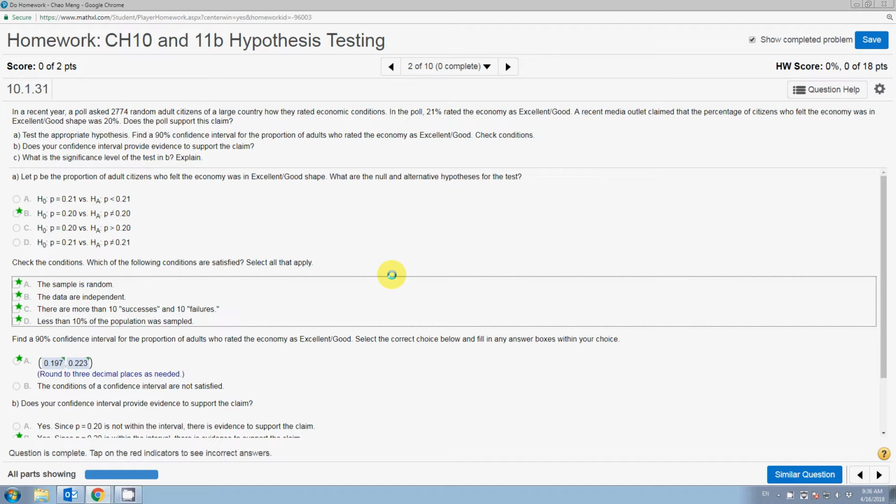Hello class, this is chapter 10 assignment question number 2. In this question, I will only talk about some of the parts. So in part A, we want to set up our hypothesis.